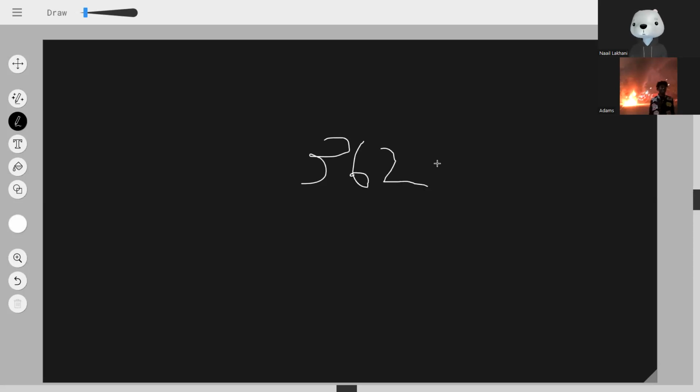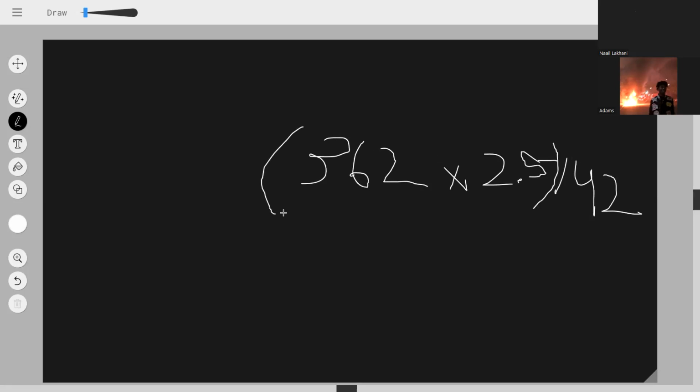362 times 2.5. That's not divided by 42. So this expression is divided by 42. Okay, so what do you do first? No, you're meant to draw a line under 362 and 2.5, and then you keep 42. Okay, yeah, you can also do it like that.